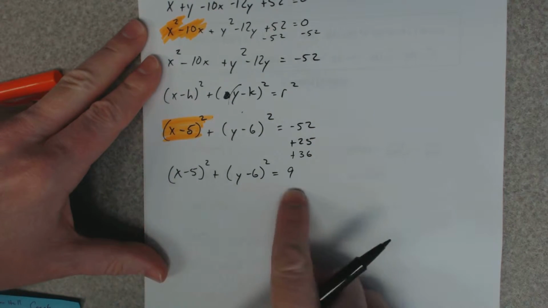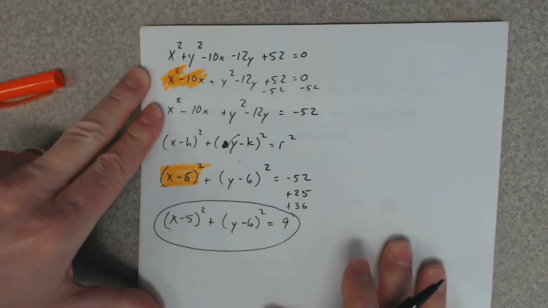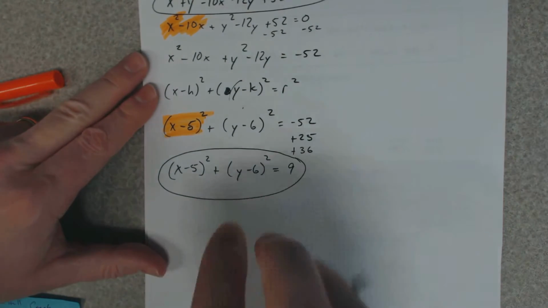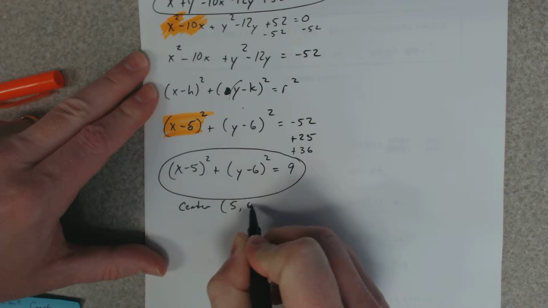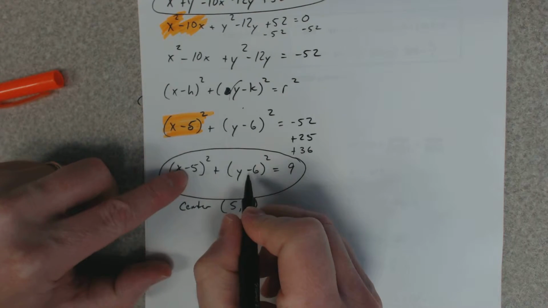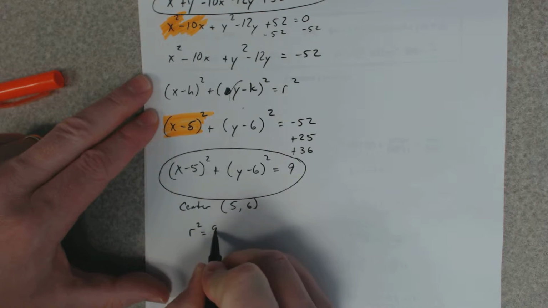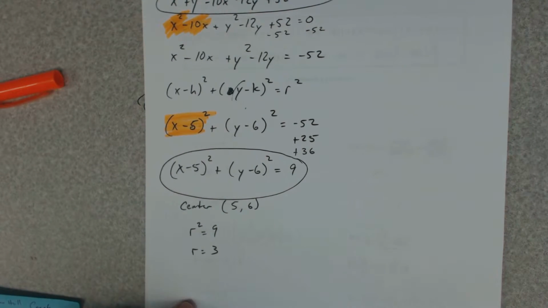So here is the same equation. This is the same equation as what you started with. Okay, and the center of this circle would be at 5, 6. Remember, you changed the signs. And then your radius, well, that's r squared. So that means the radius is 3. The radius is 3. Okay, so let's try another one.